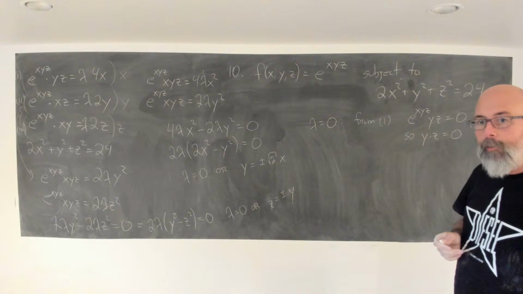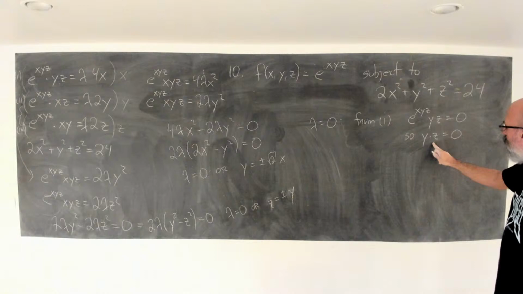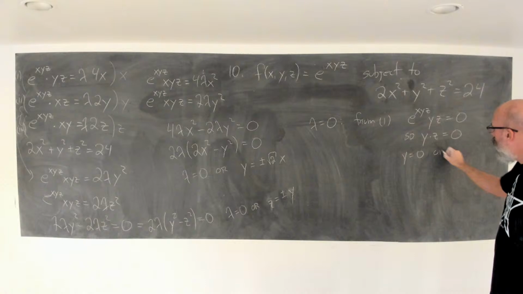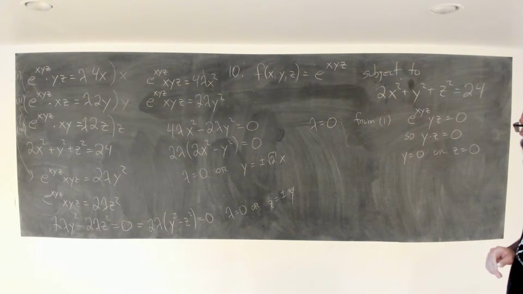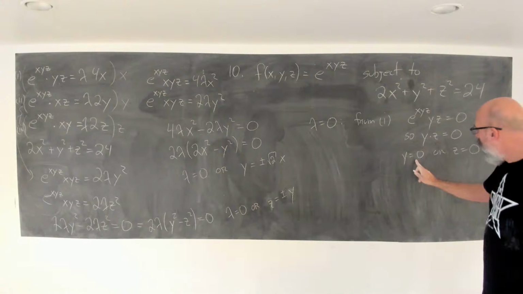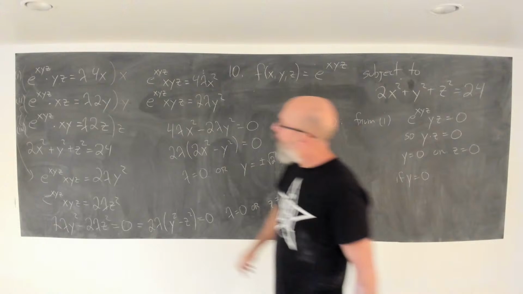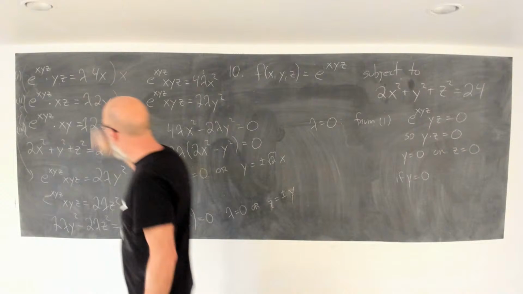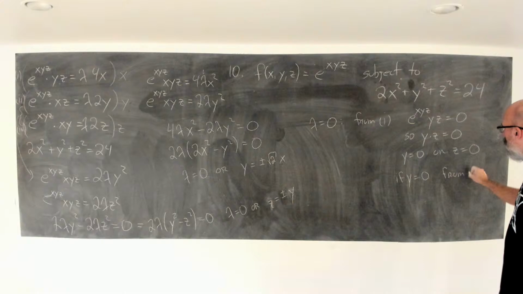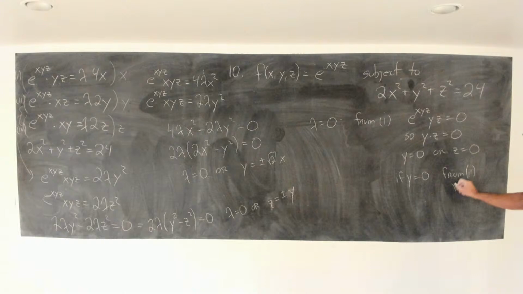So if lambda is 0, from the first one we get that y or z is 0. So y is equal to 0 or z is equal to 0. And if y is equal to 0, the third one is equal to 0, so that's fine. But from the second one, from 2, we get that x is equal to 0 or z is equal to 0.